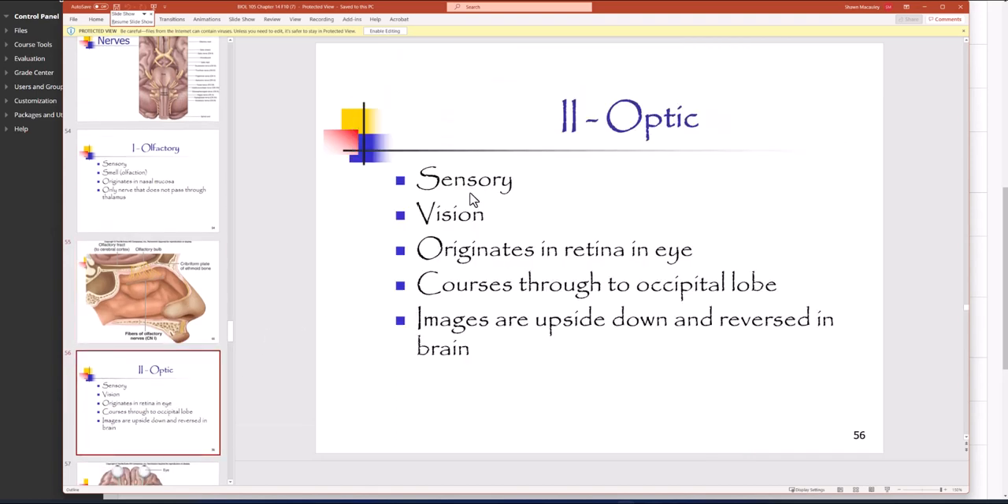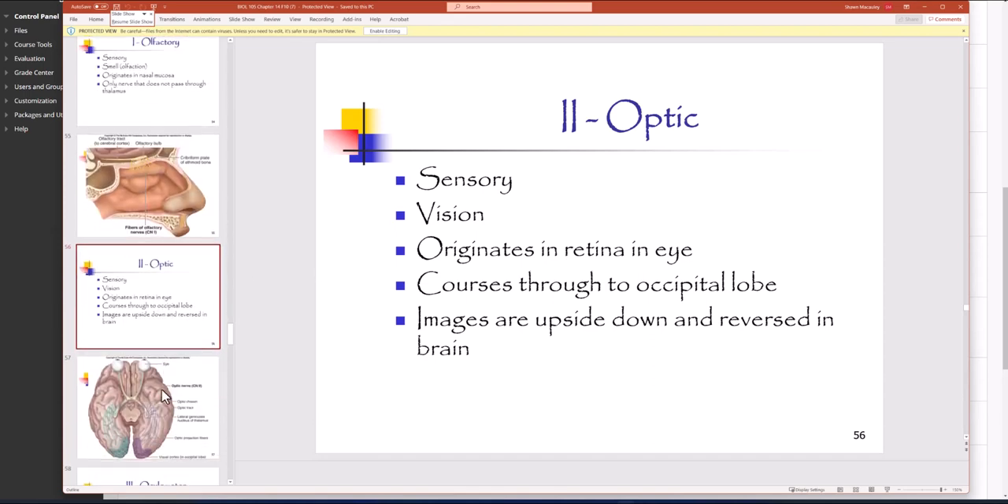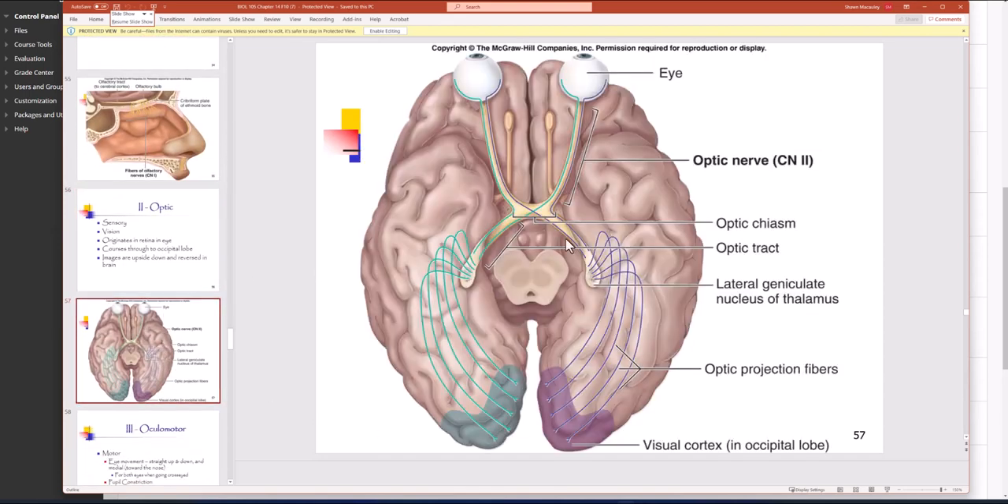Number two, the optic nerve, sensory only. It's your sense of vision. We'll see it when we get to the eye parts. It's in the retina, the back layer of the eye. You've seen how it travels through the brain. Let's look at that again. Again, here we have the optic nerve coming off the back.